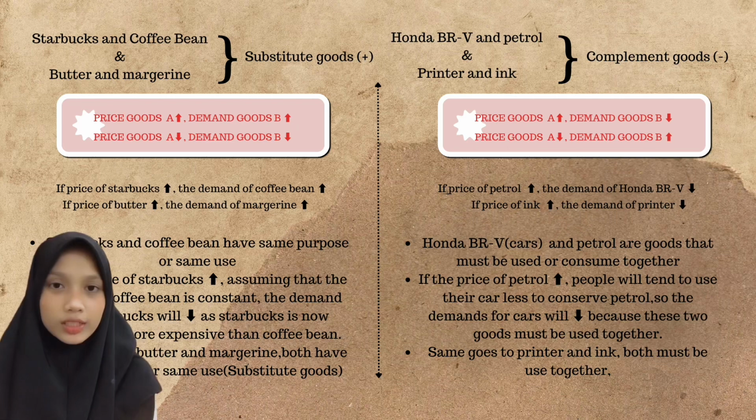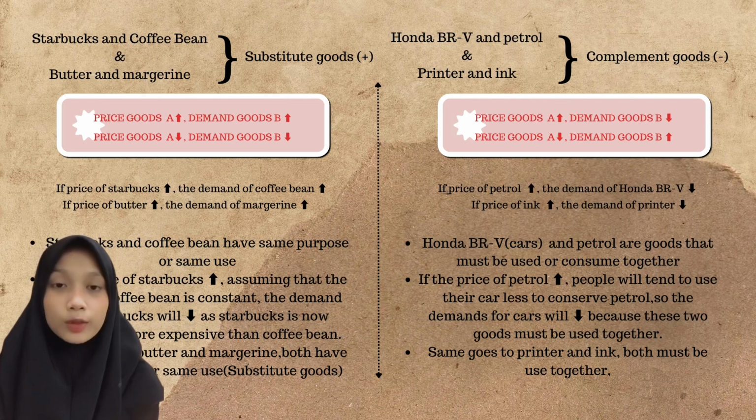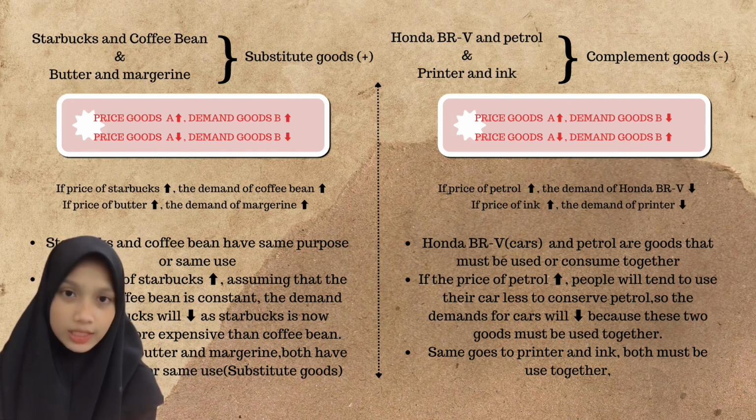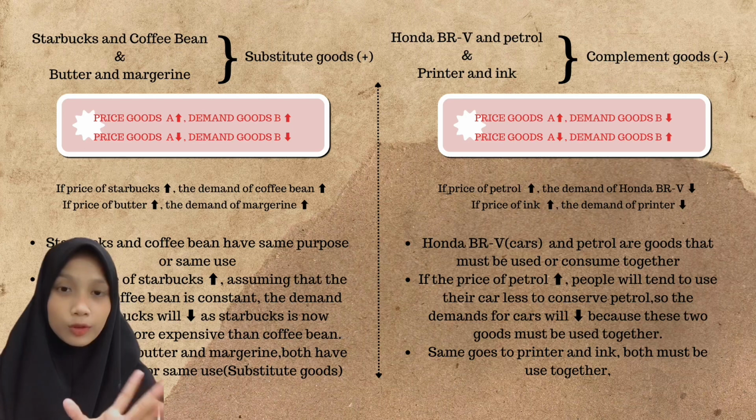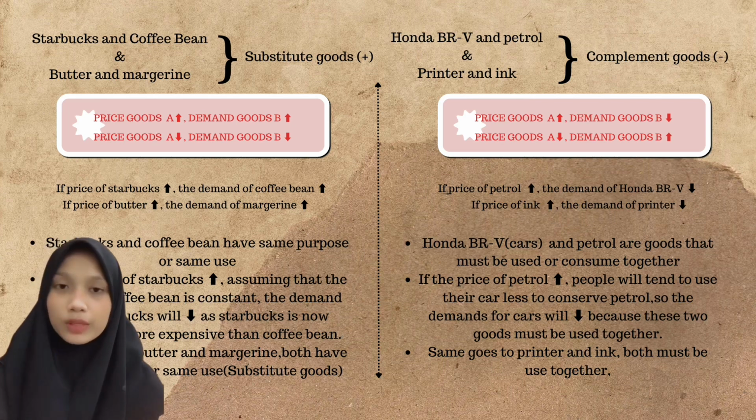For example, in the question, Honda BRV and petrol. If the price of petrol increases, the demand of Honda BRV will decrease. It is because both products must be used together, so people will not buy a car or Honda BRV because the petrol price increases. Same with ink and printer, people will not buy a printer if the ink price increases.